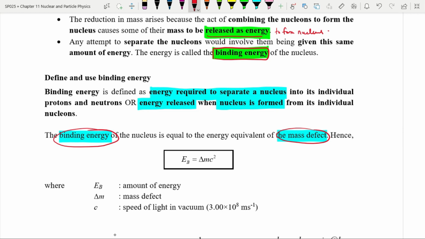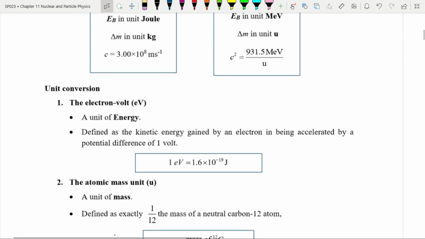Okay, so what is the formula? E equals mc squared, where EB is the binding energy, delta M is the mass defect, and C is the speed of light. Okay, so in terms of unit bagi quantity energy, mass defect, dan C ni saya akan discuss dalam next page. Alright, so let's look at the unit.